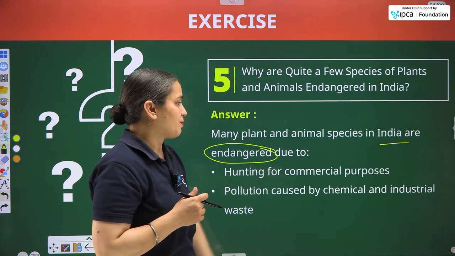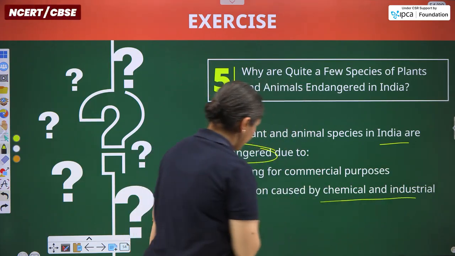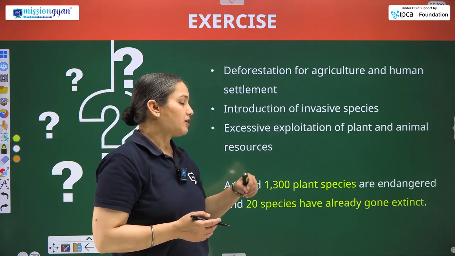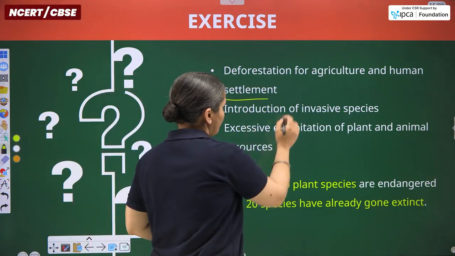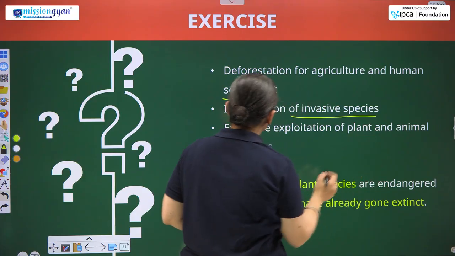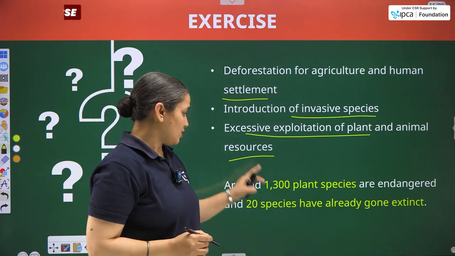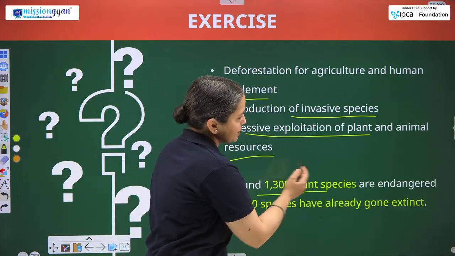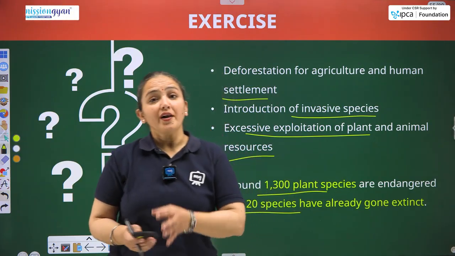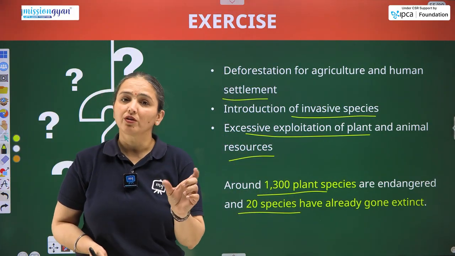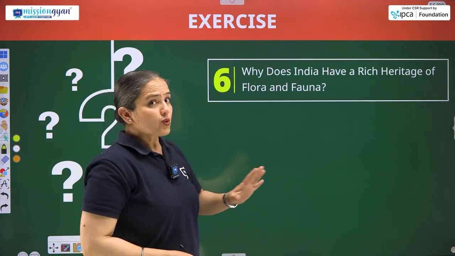Hunting for commercial purposes, for the losing animal species, pollution caused by chemical and industrial waste can be the reason of loss. Then deforestation for agriculture and human settlement, introduction of invasive species, excessive exploitation of plant and animal resources. And till now, around 1300 plant species are endangered and 20 species have already gone extinct. So another word I was telling you to opt for the vanish word is extinct as well. You can use it.